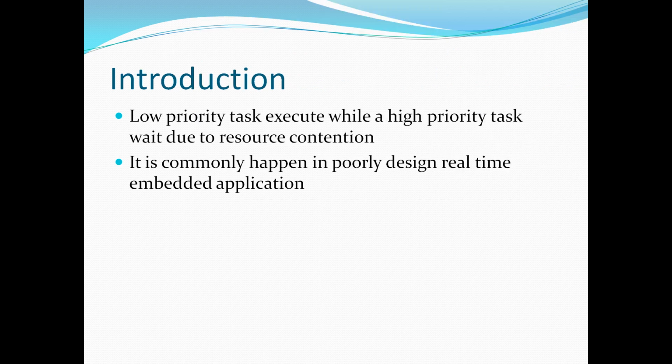Let's start with the introduction part. Generally, the idea behind this is that suppose we have multiple tasks with different priorities, so the task with the highest priority will get executed first. But when such things do not happen, that is, low priority tasks get executed and a higher priority task gets blocked, then this scenario is called priority inversion. And this generally happens in a poorly designed real-time embedded application.